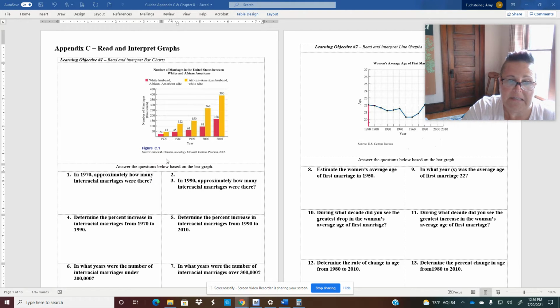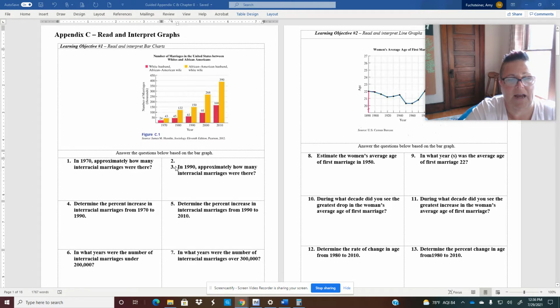This figure is taken from James M. Hensley, Sociology 11th edition. It is a Pearson text from 2012. So as you may have noticed, some of the verbiage may be a bit outdated. Some of the wordage may be a bit outdated. All right, so I've got 6 questions based on this particular graph. And yeah, we're going to take a look here.